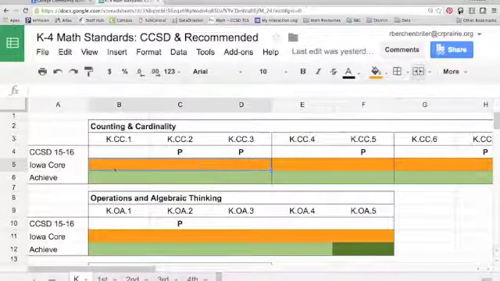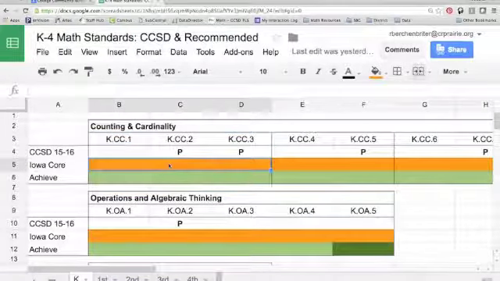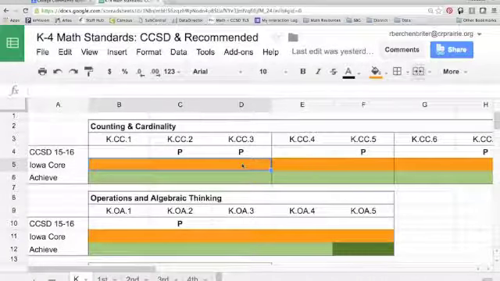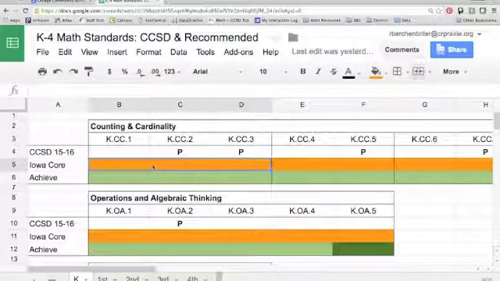It's important to note that the Iowa Core gives recommendations based on clusters rather than individual standards. So for instance, here in kindergarten under counting and cardinality, the Iowa Core made a recommendation that this cluster is a critical area, but doesn't specify individual standards.